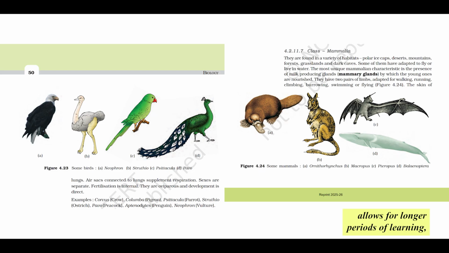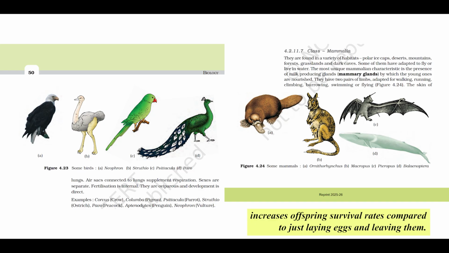The prolonged dependency allows for longer periods of learning, the transmission of complex behaviors from parent to offspring, and the development of strong social bonds, which are characteristic of many mammal groups and vital for higher cognitive development. This strong maternal investment significantly increases offspring survival rates compared to just laying eggs and leaving them. Okay, mammary glands boost survival and allow for learning.